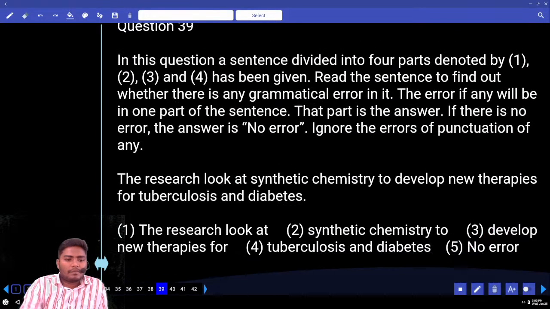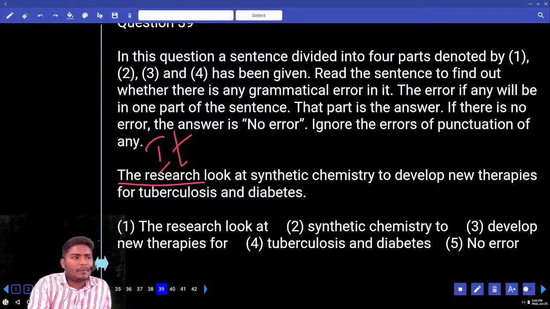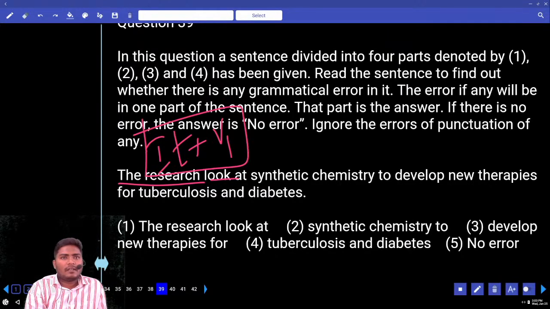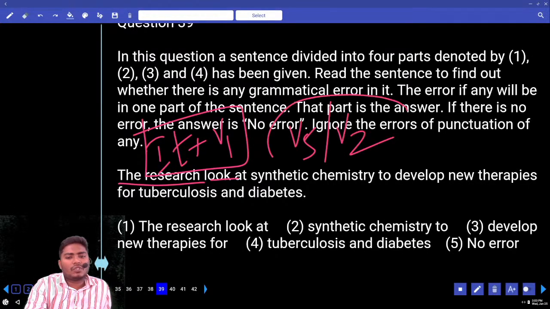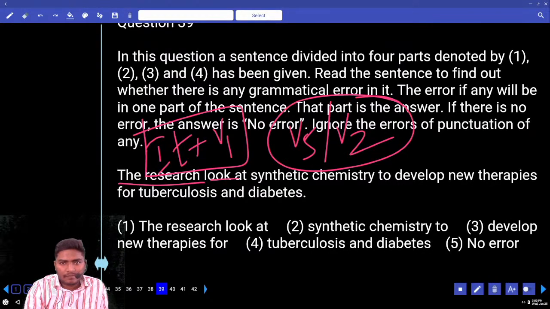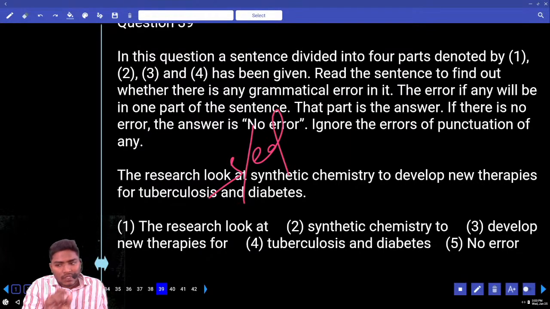Next, move to 39. The research, singular or plural? Singular. Can we consider it as the pronoun it? Yes. Next, after that, what is given here? Look. Look is what here? V1. Now tell me your error. Can you use V1 with it? We can use V5 directly, or we can also use V2 directly, but not V1, right? So we have to change this into looks, or we have to change it into looked. Now which of these two is correct?